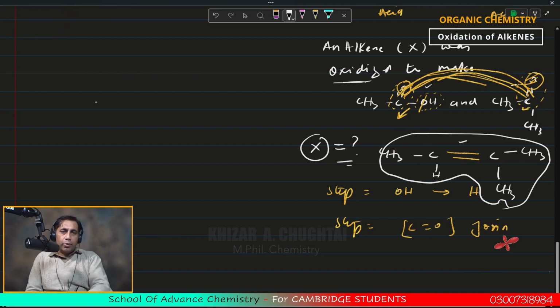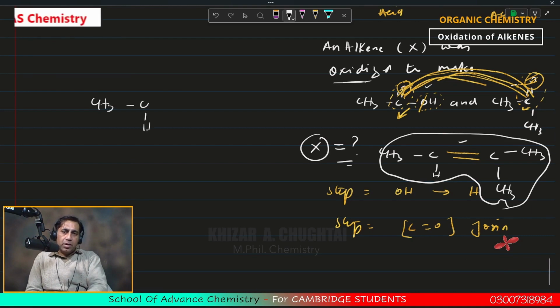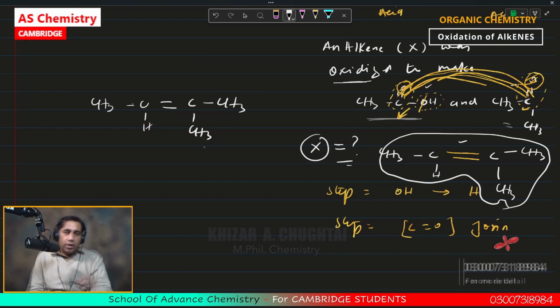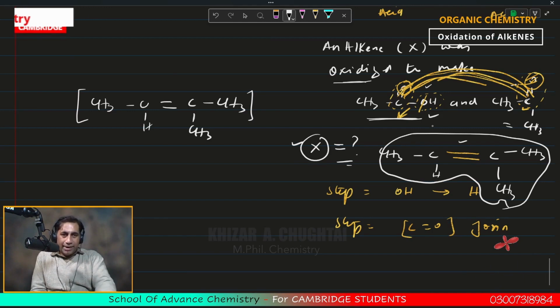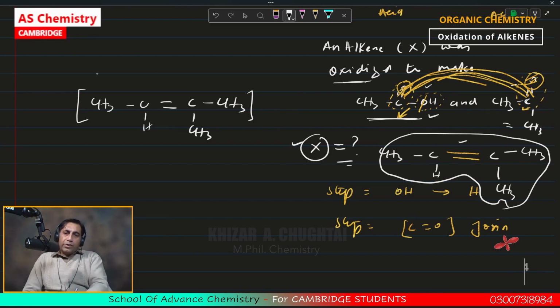What is its name? I'm going to write it again over here. CH3, CH double bond, CH3, CH3. What is its name, first of all? This is the final answer of this X alkene. If it is oxidized, it will make acid and ketone. So what is its name? Please let me know.